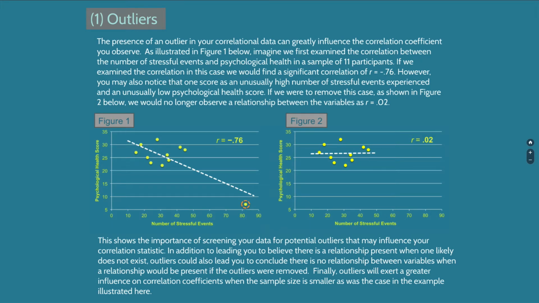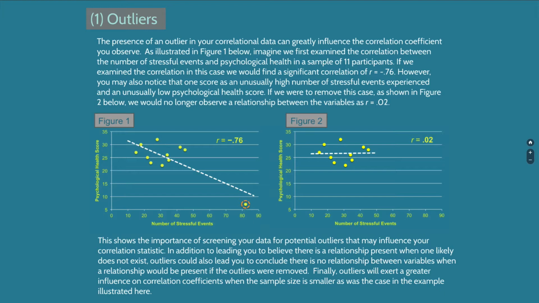Outliers. The presence of an outlier in your correlational data can greatly influence the correlation coefficient you observe. As illustrated in Figure 1 below, imagine we first examine the correlation between the number of stressful events and psychological health in a sample of 11 participants. If we examine the correlation, in this case, we would find a significant correlation of r equals negative 0.76.